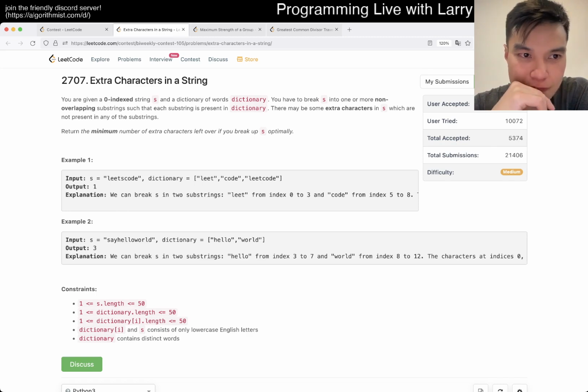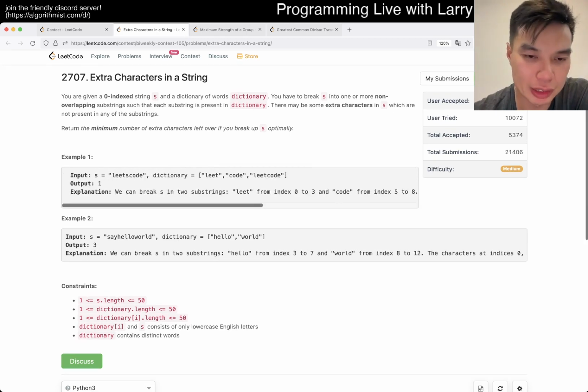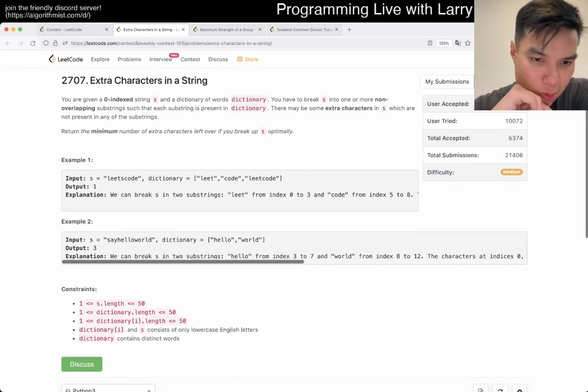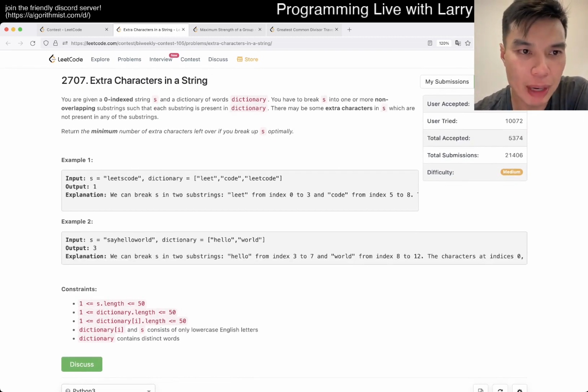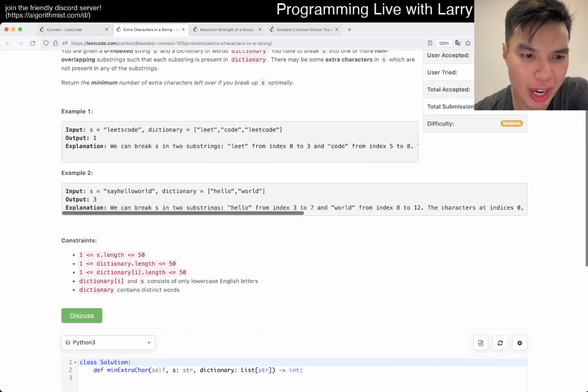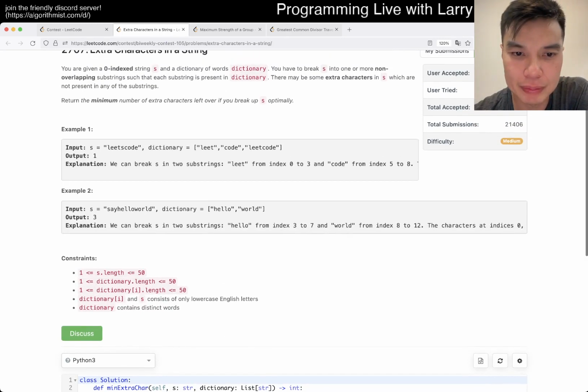Minimum number of characters, I see. Leftovers. Non-overlapping. Do we use the same one more than once? Oh, n is 50. This is silly. Okay, fine.